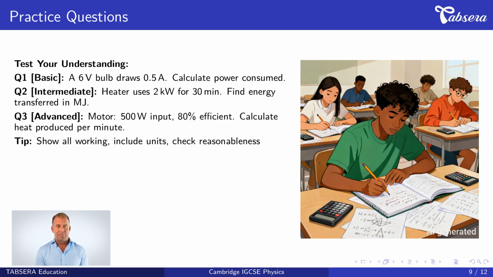Question 3 is advanced level. The question is, a motor has 500 watts input and is 80% efficient. Calculate heat produced per minute. This tests efficiency concepts and energy transformation analysis.